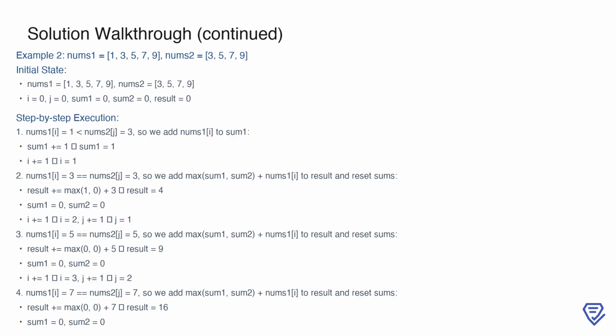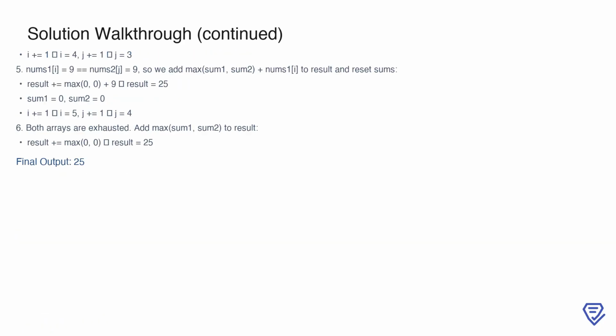Similarly, at the next step, nums1[i] and nums2[j] both equal 7. We add max(sum1, sum2), which is 0, plus 7 to the result, making it 16, and reset the sums once again. Now, i is incremented to 4 and j to 3.